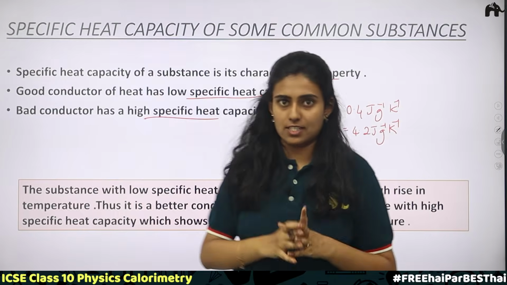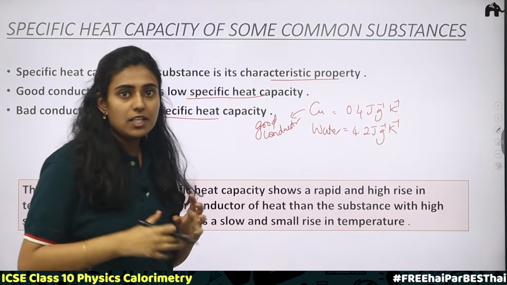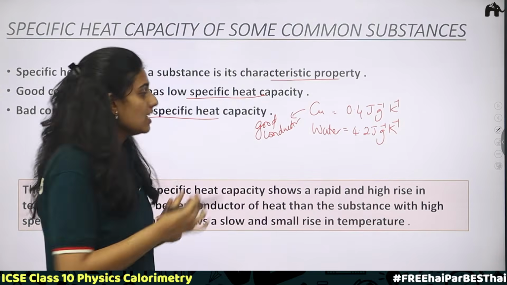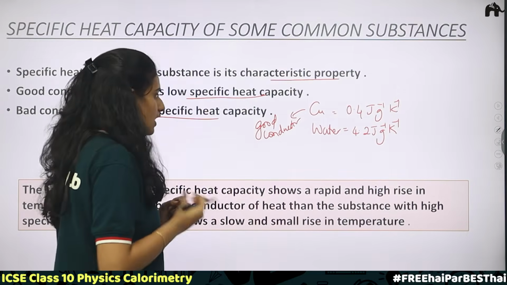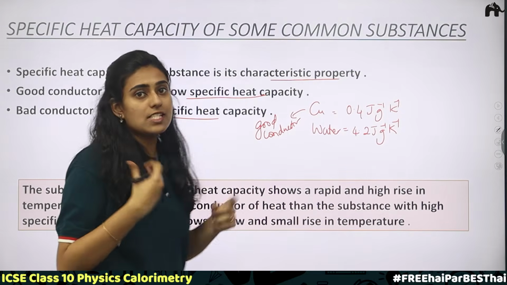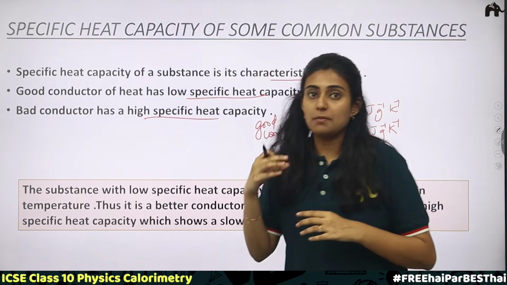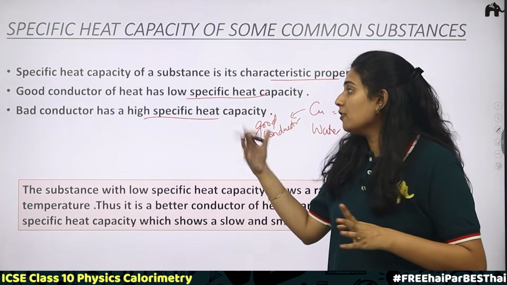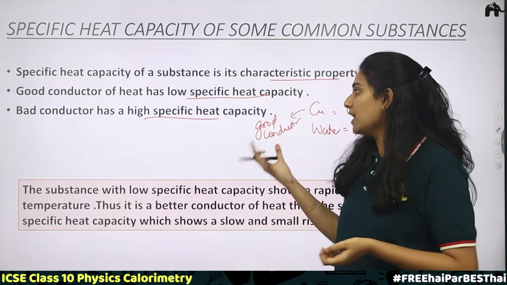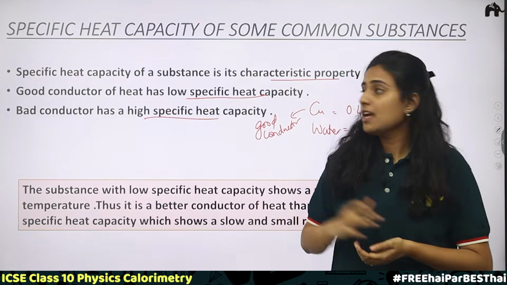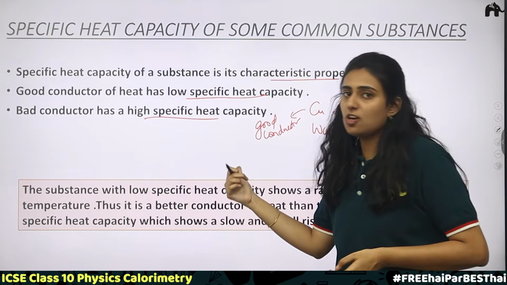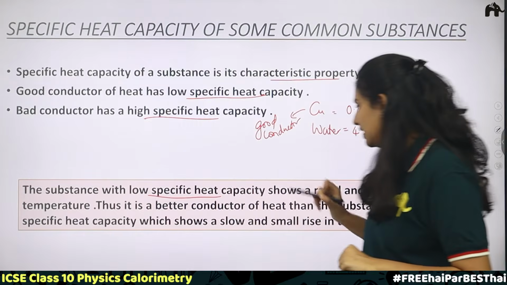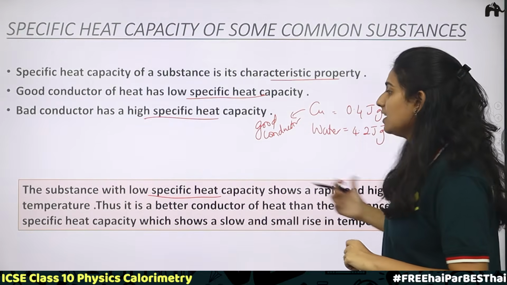Now if you take two substances, using the same burner, you are supplying equal amounts of heat energy, but there will be a difference in the rise in temperature. This is because of the specific heat capacities. Since the specific heat capacities of the substances are different, one substance may show a 10 degrees Celsius rise in temperature and the other 20 degrees Celsius, even though you are supplying the same amount of heat, say 50 joules, because the rise depends on the specific heat capacity. Remember this point: the substance with low specific heat capacity shows a rapid and high rise in temperature.